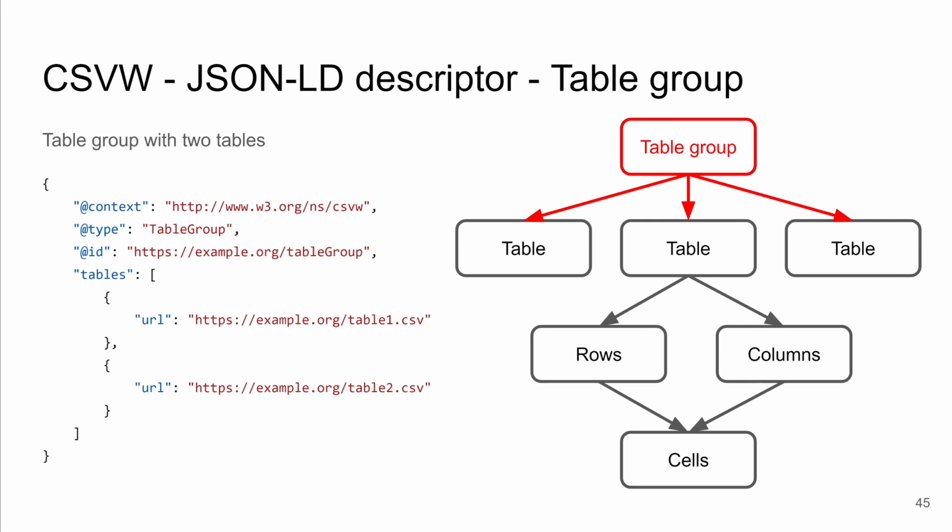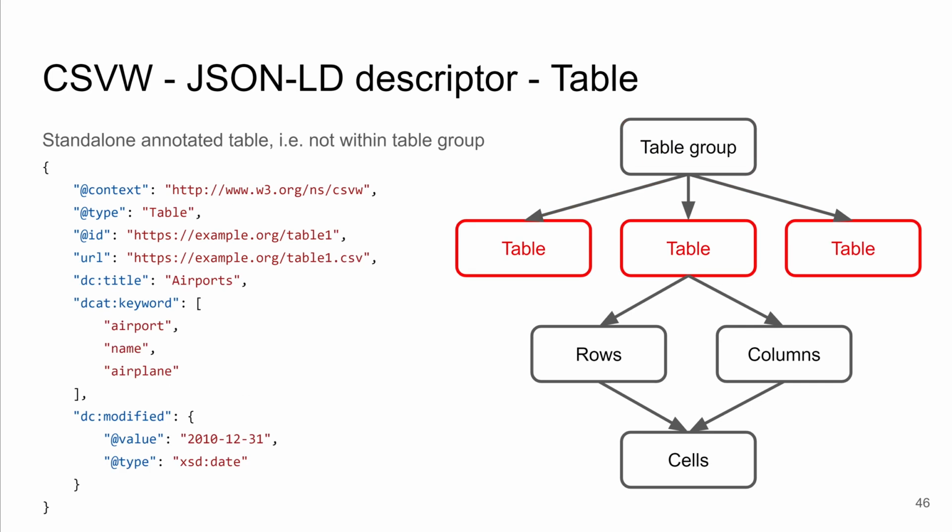So here we have the context link. Then we say that this JSON object represents a table group. Actually, if you took a look at the URL of the context, you would see that the string table group is an alias for an actual IRI representing the class table group. Then the ID defines the IRI of this particular table group, and what is required for a table group is the list of tables. So the tables key here has a JSON array as a value, and the array has a list of objects which represent the individual tables. In this case, the only thing that is specified for the individual tables are the table URLs, which again contain the actual CSV files.